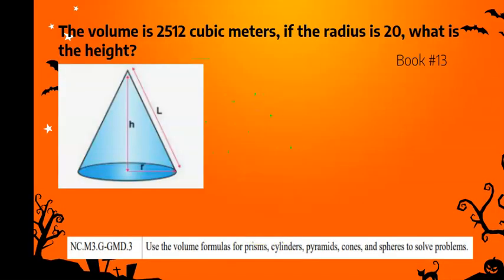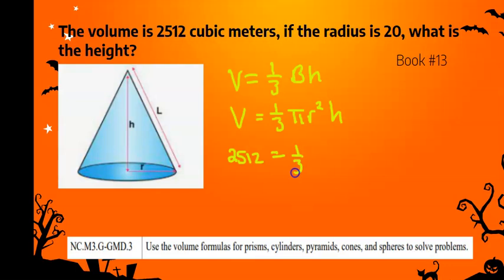Another example, if I do a cone, this is number 13 in your flipbook, whereas I just did number 11. Cones, remember, are shaped like triangles, so they're going to have that 1/3, and the base is still a circle, so 1/3 pi r squared h. Let's plug in what I know. I know the volume is 2512. I know that the radius is 20.